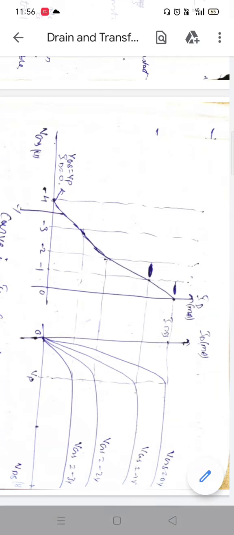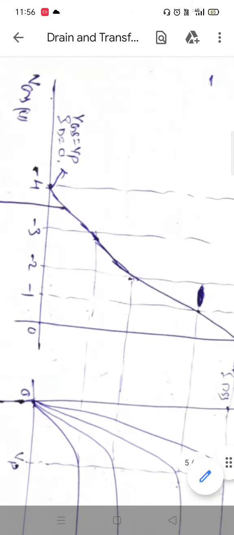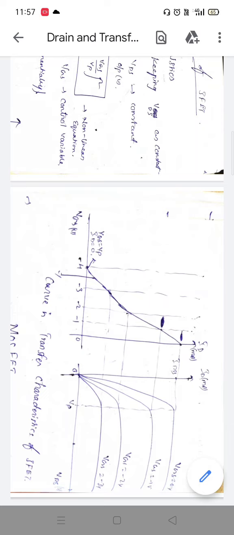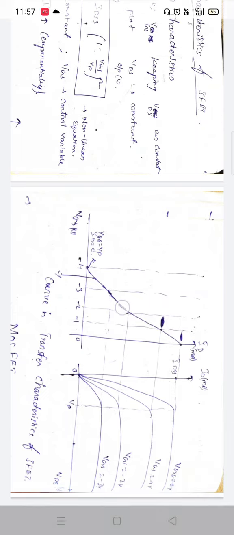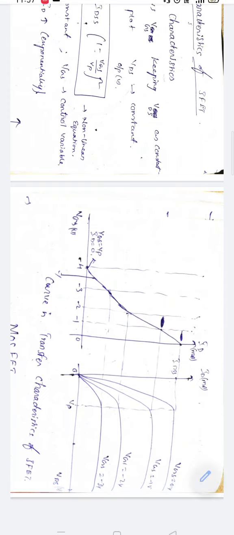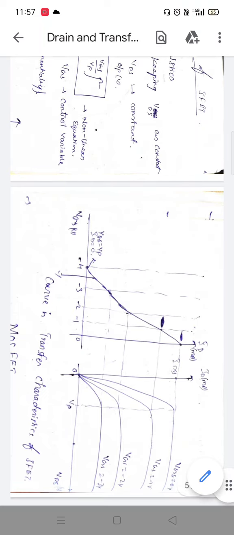So we have to plot ID versus VGS in the transfer characteristics. At VGS equal to 0, the current will be IDSS. Then if VGS is equal to -1, put -1 here, then -2, -3, -4. Okay, so join all the points and you will get one curve. This curve is called the transfer characteristics of the JFET.